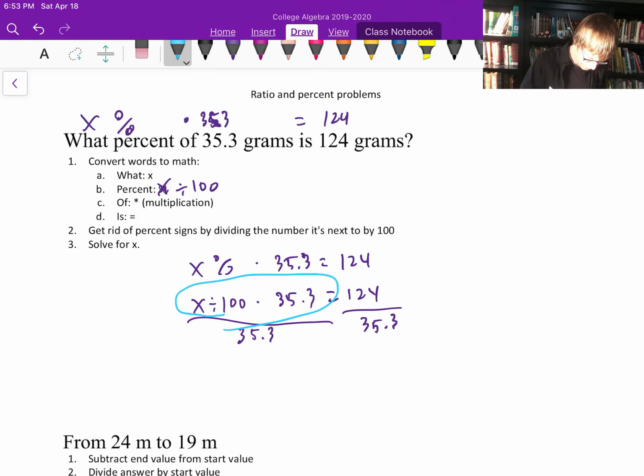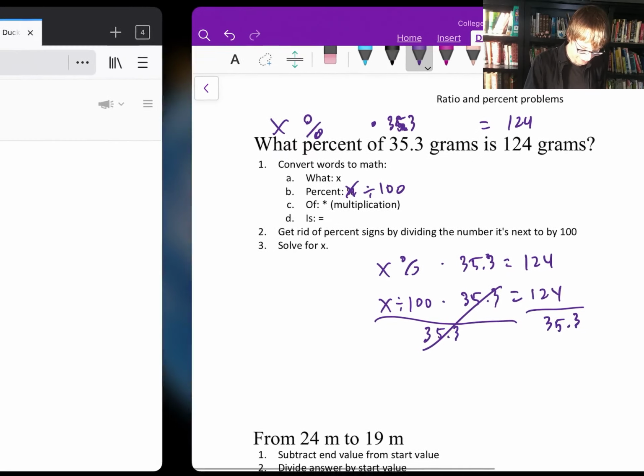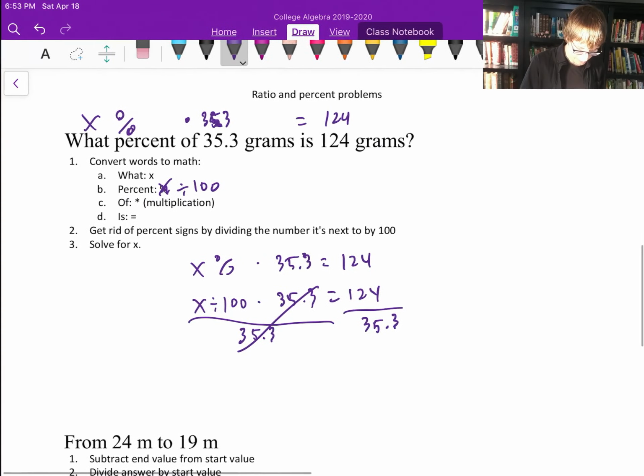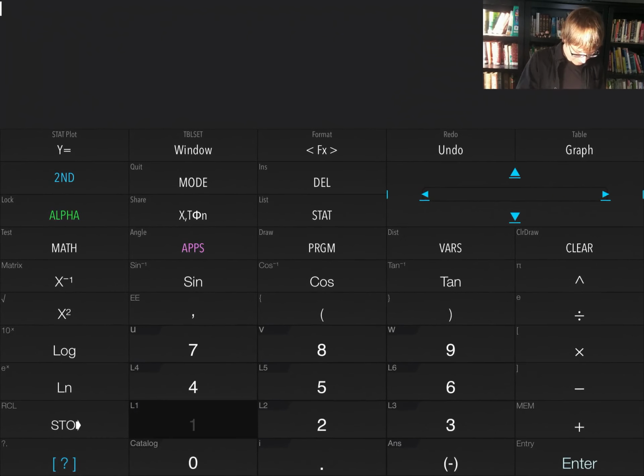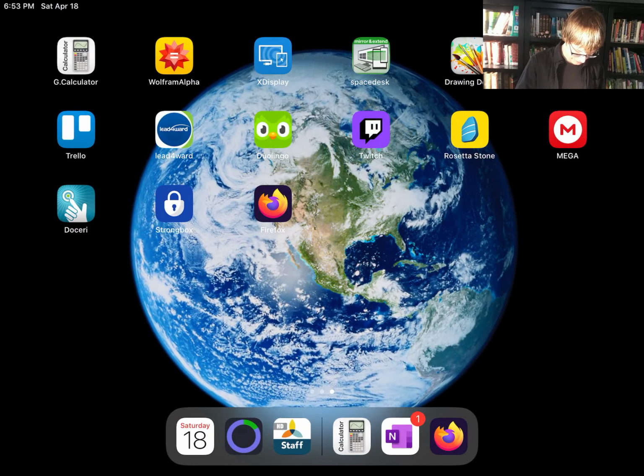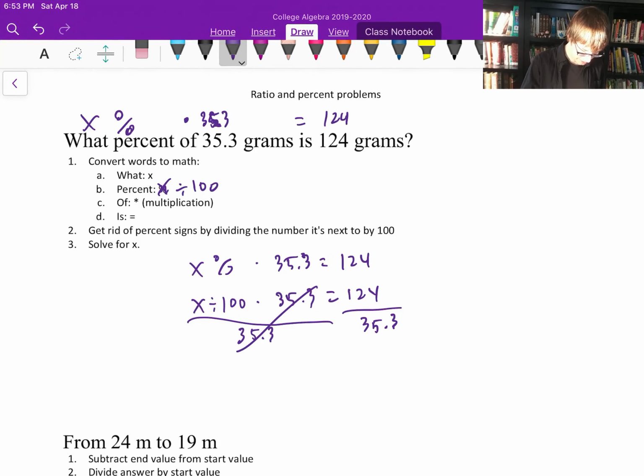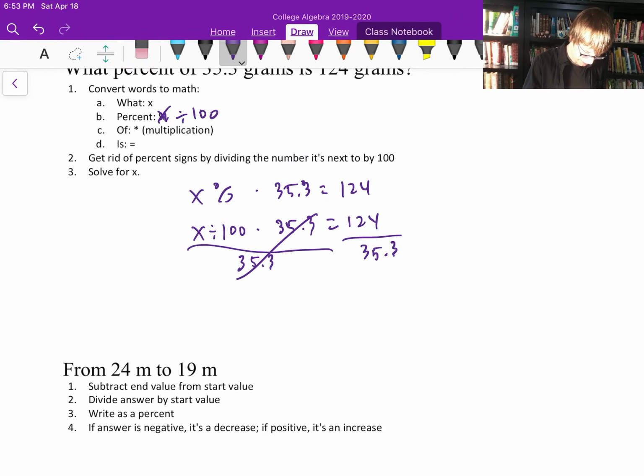Okay. So let's see. 35.3 divided by 35.3, these cancel out. 124 divided by 35.3. Let's see if I got my calculator here. Looks like I might need to pull it up again. There it is. So 124 divided by 35.3 gives us 3.512. So that's X divided by 100 equals 3.512.